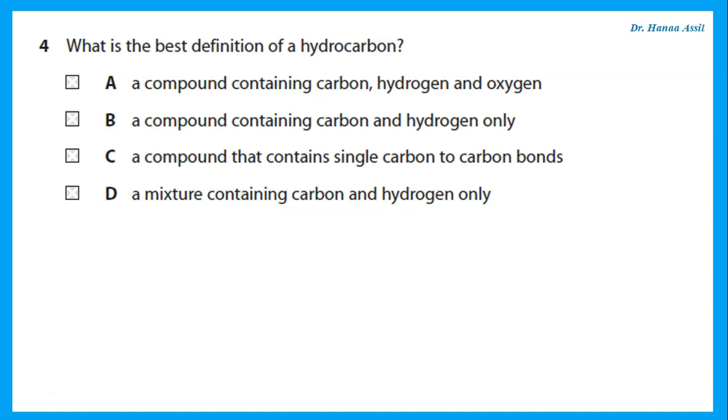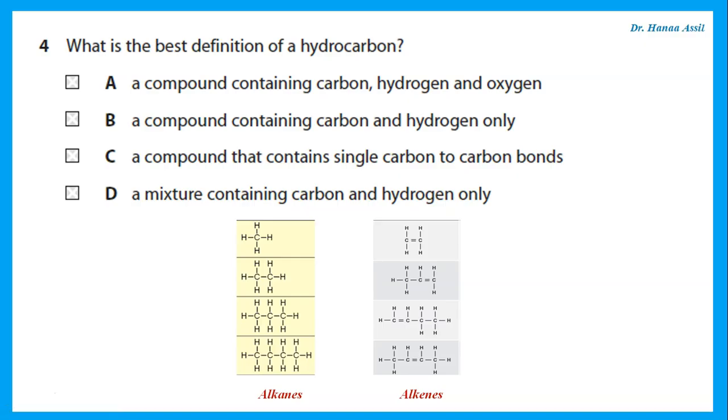What is the best definition of a hydrocarbon? Remember, what do we mean by hydrocarbon? Of course, hydrocarbons are compounds containing carbon and hydrogen only. So we said alkanes and alkenes are examples of a hydrocarbon.